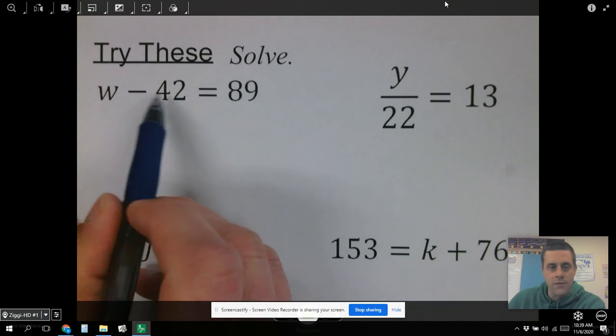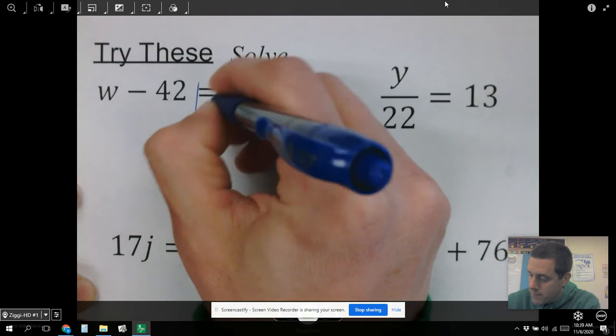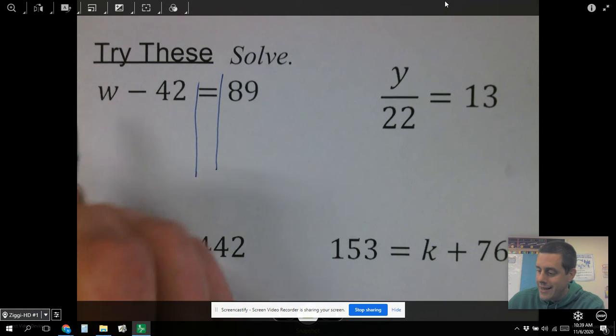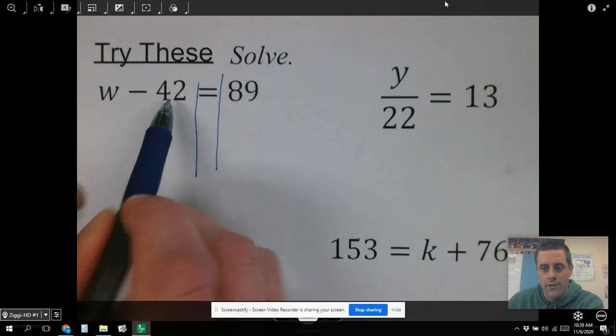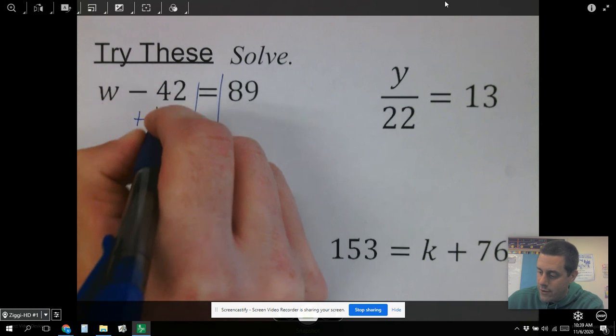First, we have w minus 42 equals 89. I'm going to start by splitting my equation into 2 sides. I want to isolate the variable w. It is being subtracted by 42. The inverse of that is to add 42.